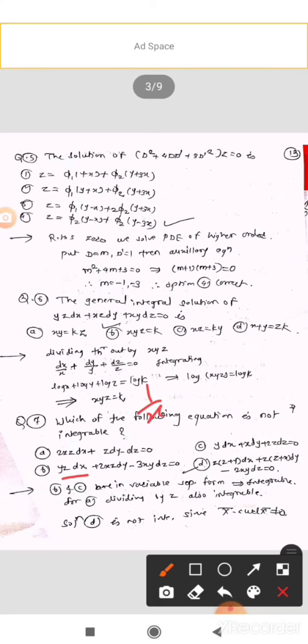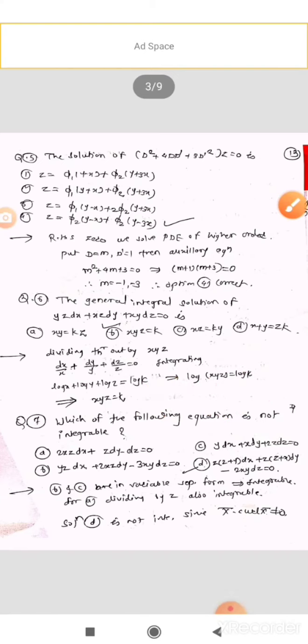1/x dx which is variable separable, therefore easily integrable, plus 2/y dy. The derivative of y, and y is a variable, therefore it is easily integrable, minus 3/z dz. Again it is integrable, therefore option B is also integrable.